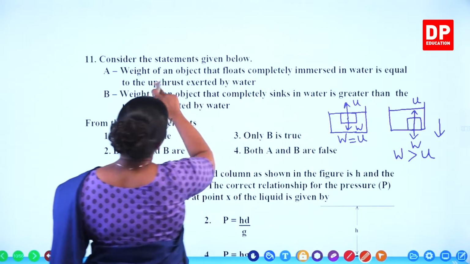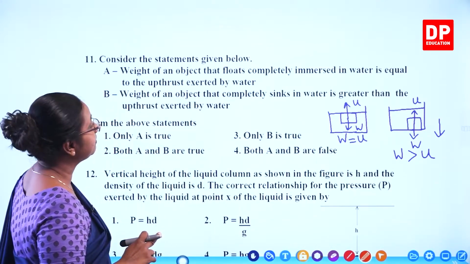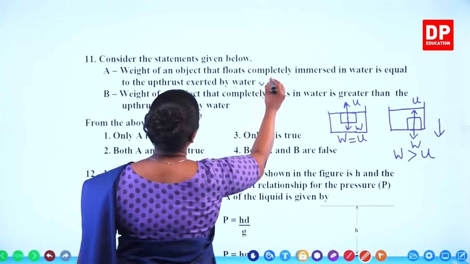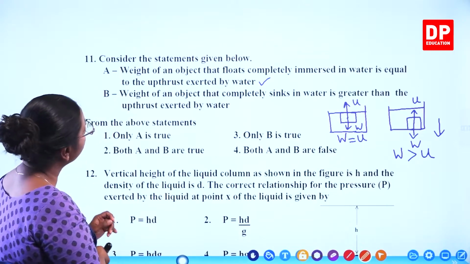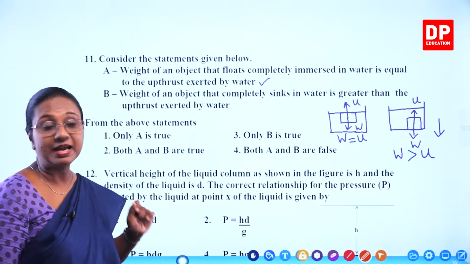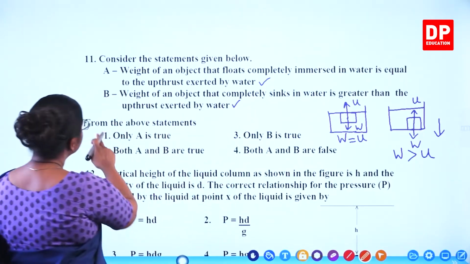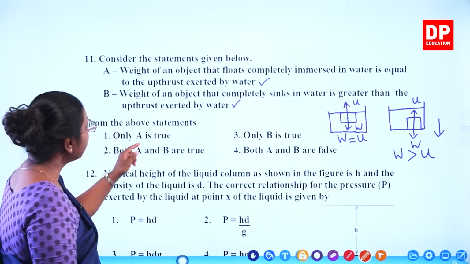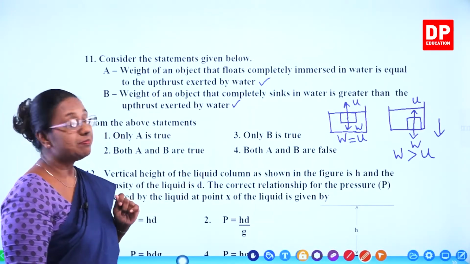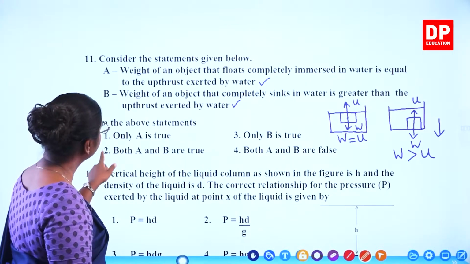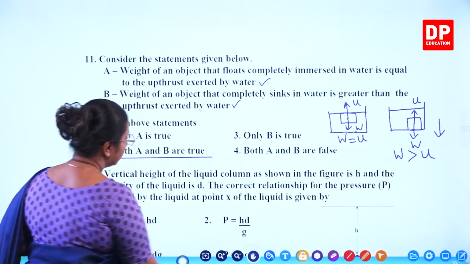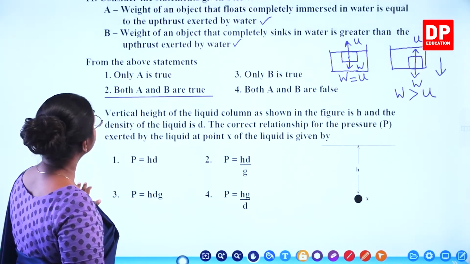In the first one, weight of an object that floats completely immersed in water is equal to the upthrust exerted by water. That is correct. Then the B part, weight of an object that completely sinks in water is greater than the upthrust exerted by water. That is also correct. So, from the above statements, only A is true. Only B is true. Both A and B are true. Both A and B are false. So, the correct answer has to be both A and B are true. Both of them are true. So, then we will move on to the next one.